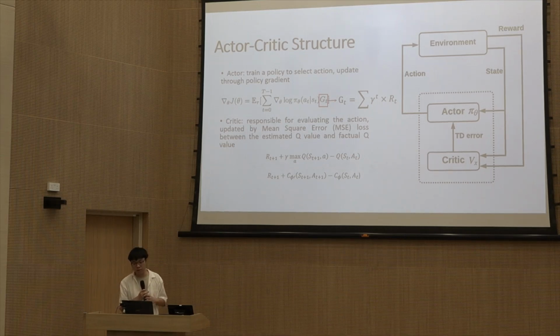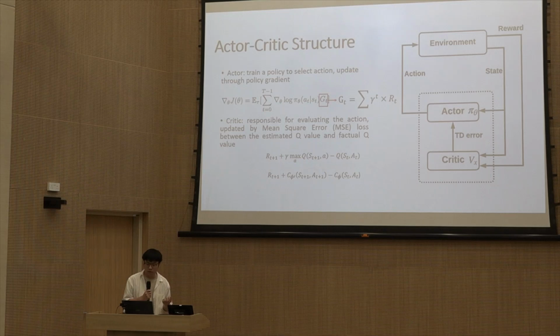and this is a very well-known and state-of-the-art structure. So in this structure, we use two separate neural networks. The first is called actor, and the second is called critic. So for the actor, it will train a policy to select the action, and it is updated through the policy gradient. The policy gradient is very similar to the gradient ascent.